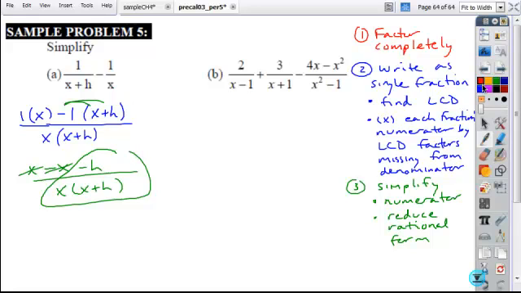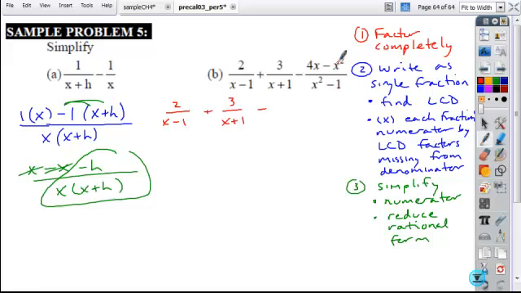All right, let's take a look at this second example, going through these same steps. In this second example, we do need to factor. The first fraction is just fine. The second fraction, also fine. But in this third one, the numerator can be factored. There's a common factor of negative x in each of those terms.